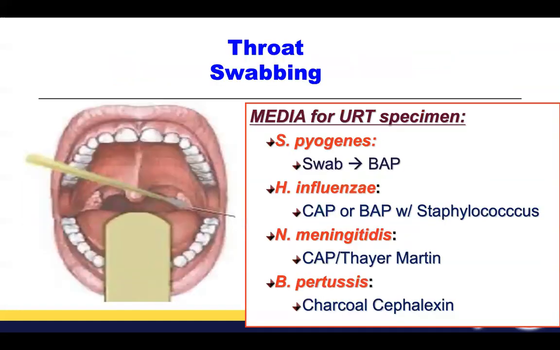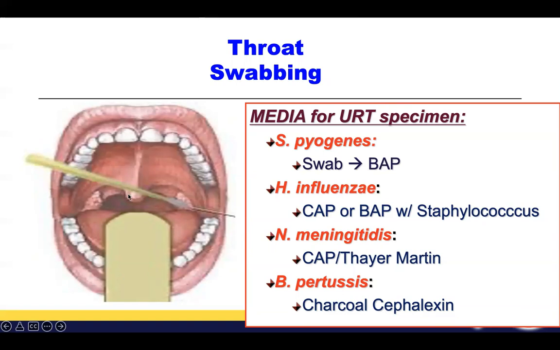Throat specimen can be acquired through swabbing. So we rub the swab as much as possible. Again, not cotton swab, because they produce fatty acids that are usually detrimental to organisms. So we use dacron or rayon swabs. We rub the swab across the tonsillar area, here.